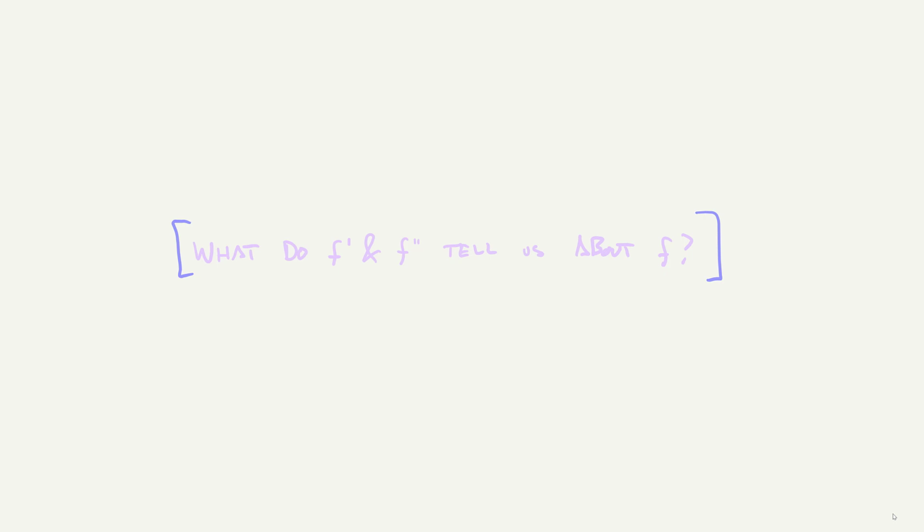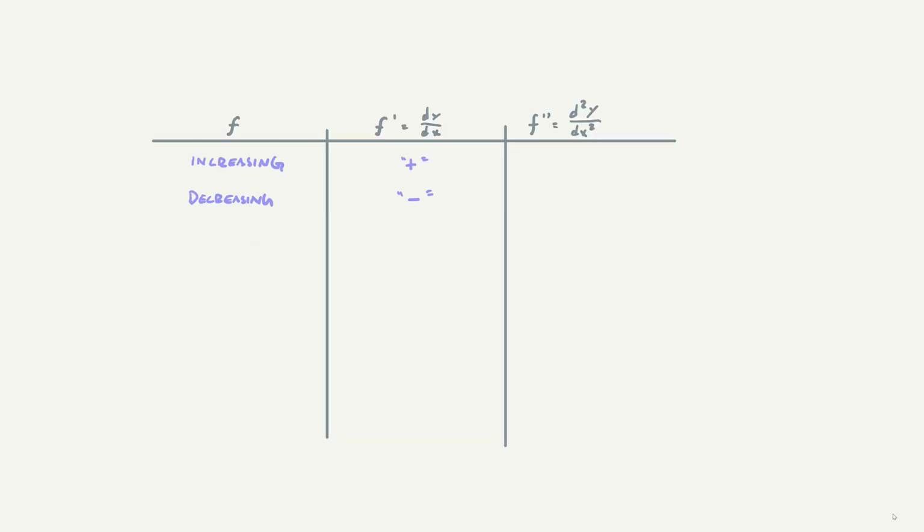But this video is going to be about what f prime and f double prime, the first derivative and second derivative, tell us about the original function, the base function. So we're going to start off with a table of things that we know. In the leftmost column, I have f. In the middle column, I have the first derivative, and in the last column, I have the second derivative.